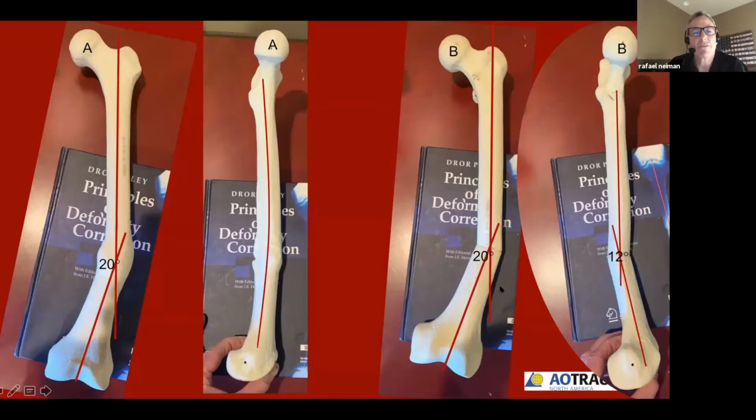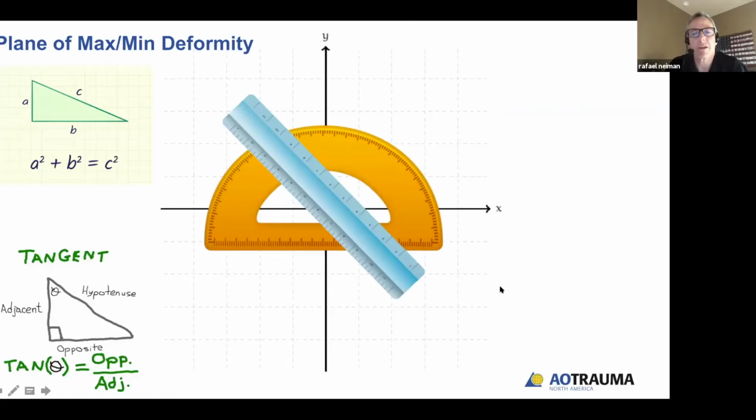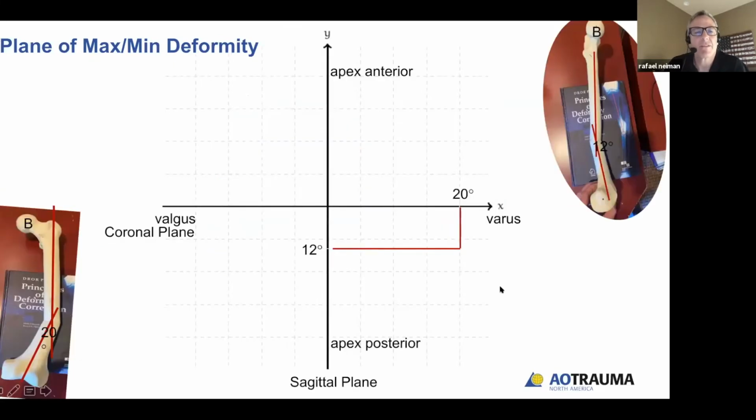And you have to be able to calculate that plane of deformity, the maximum and minimum deformities that are associated with that angulation. So if you're good at math, you can use the techniques on the left. If you're not good at math, you can just use graph paper, a ruler, and a protractor, and you can come up with basically the same analysis. So this is how I do it.